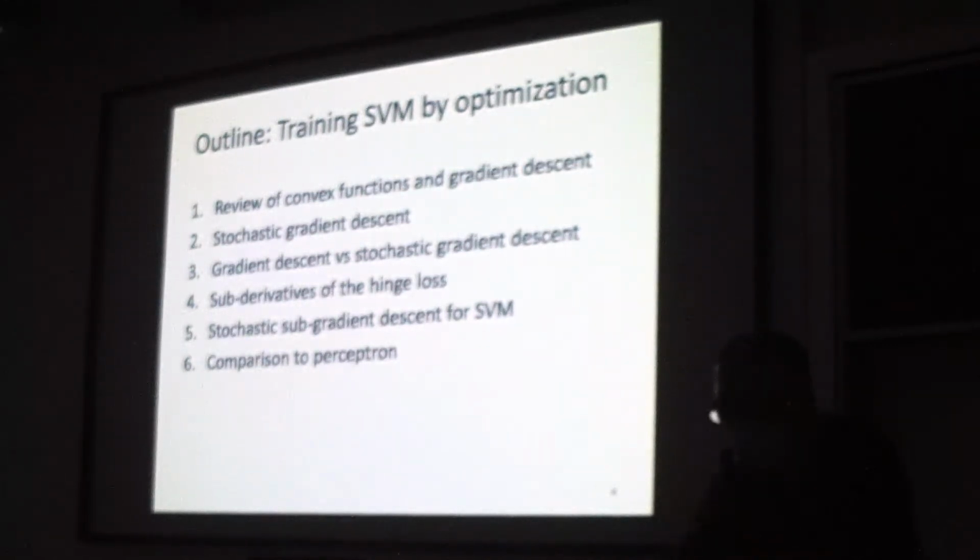So previously we mentioned that perceptron is a mistake-driven algorithm, right? But later, at the end of this chapter, we're going to see that perceptron is essentially stochastic sub-gradient descent optimizing another objective. This is really interesting.